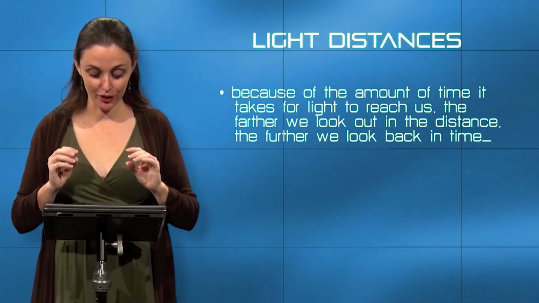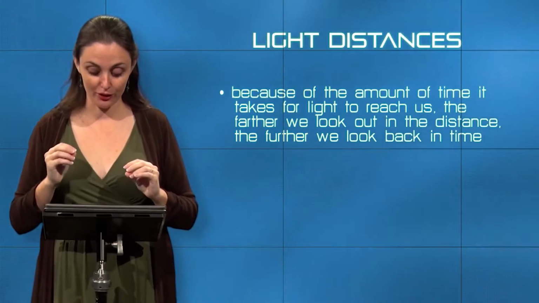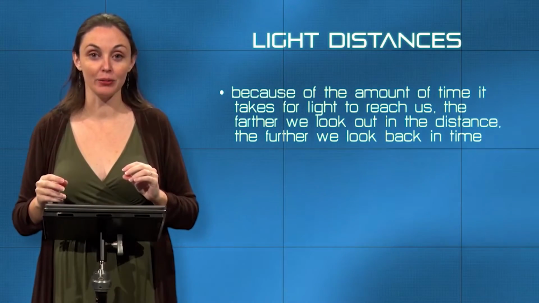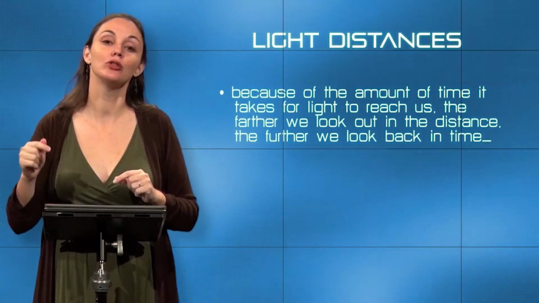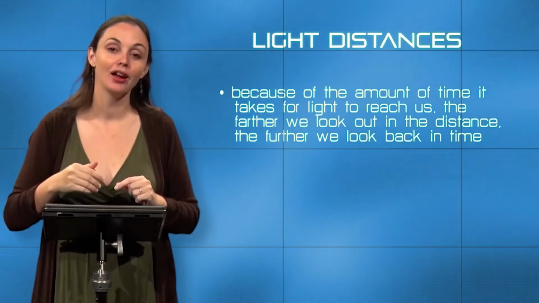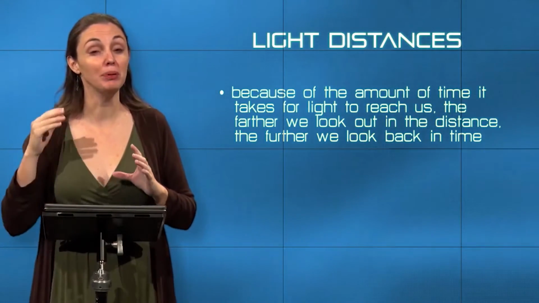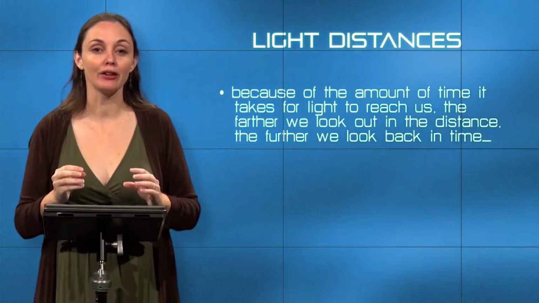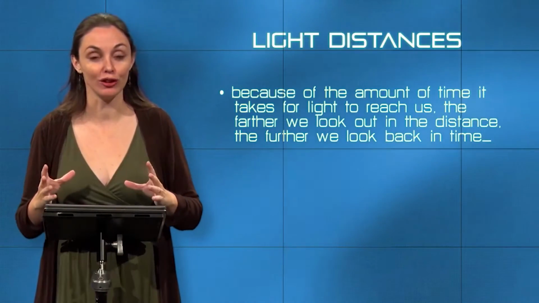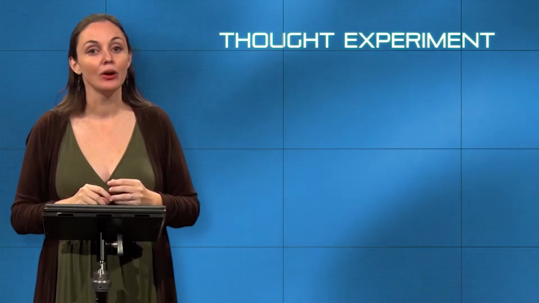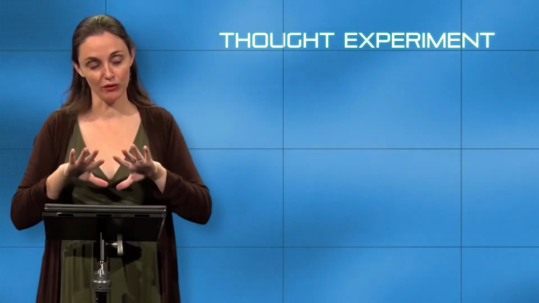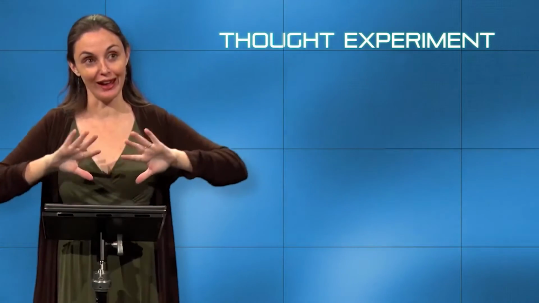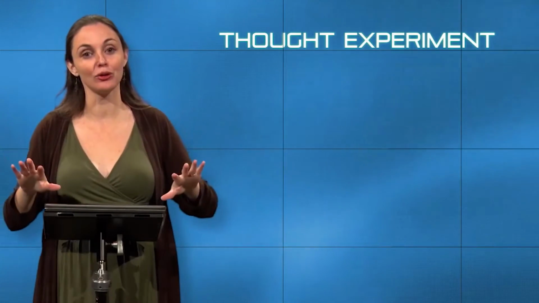Because of the amount of time it takes for light to reach us, the further we look out in distance, the further we look back in time. To look at something 2 million light years away is to time travel 2 million years into the past. To look at something 13.7 billion light years away is to look back to the moment of the Big Bang and the origin of the universe itself. So as a little bit of a thought experiment, let's turn around the tables on this. We've thought about everything from our point of view, from our position here on Earth, looking out into the cosmos, looking out beyond our own solar system, and thinking about how we're looking backwards in time.